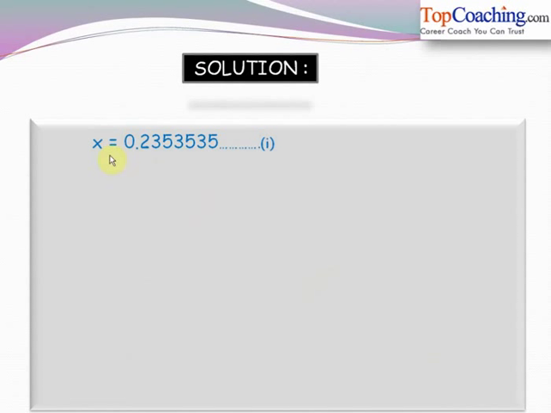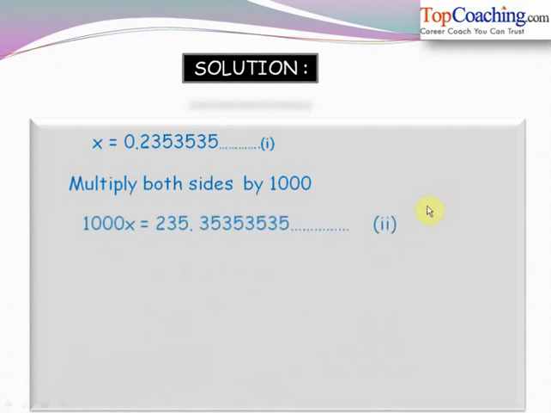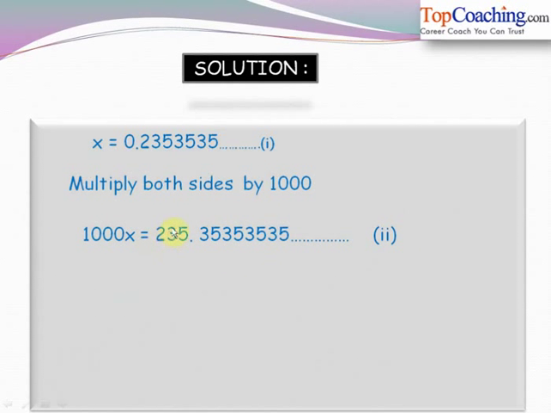Let us say that x is equal to 0.2353535 and so on, and let us say that this is equation number 1. So this number is equal to x. Now what we do is we multiply both sides by 1000. When we multiply both sides of this equation by 1000, what we get is 1000x equal to 235.35353535 and so on. Let us say that this is equation number 2. So this is the first equation and this is the second equation.